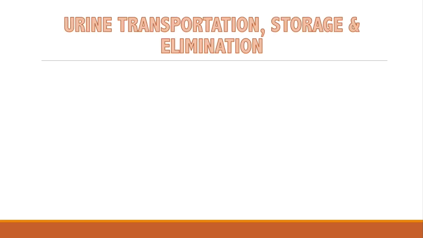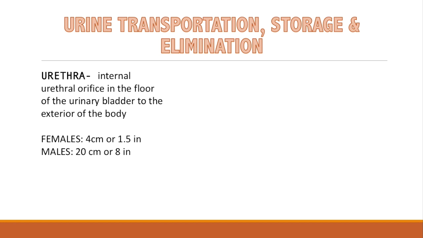So let's proceed to another structure, which is the urethra. It extends from an internal urethral orifice in the floor of the urinary bladder to the exterior of the body. For females, its size is 4 cm or 1.5 inch, and for males, it's 20 centimeters or 8 inches. Both for male and female, this is the terminal portion of the urinary system. For men, it discharges both semen and urine.